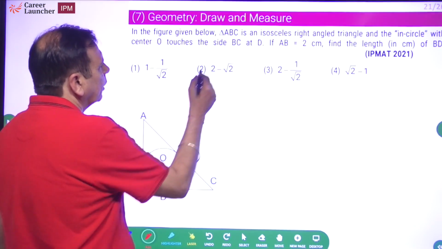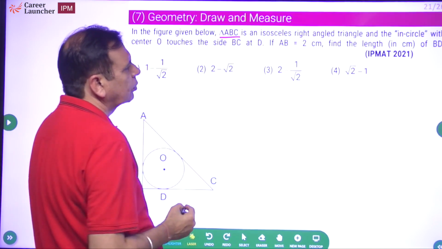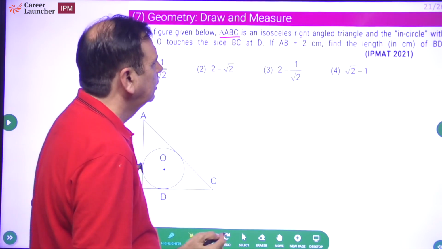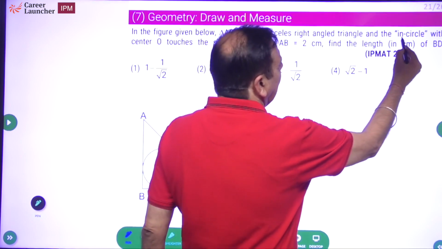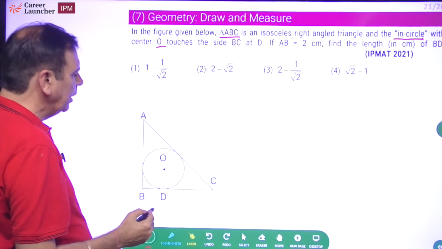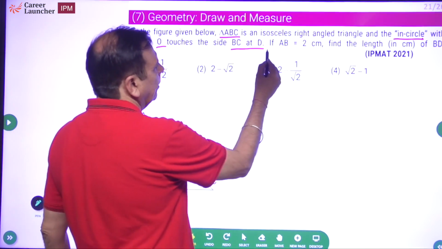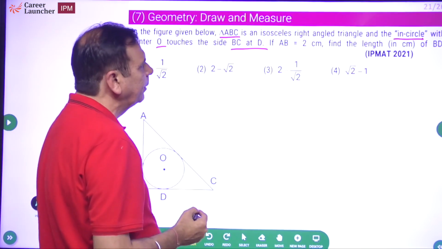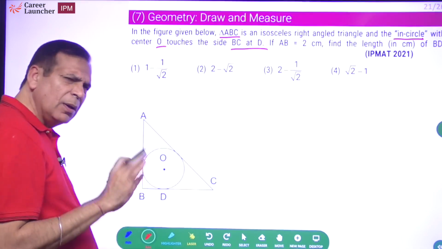In the figure given below, triangle ABC is an isosceles right angle triangle, and the incircle with center O touches the side BC at D. If AB is equal to 2 centimeters, find the length of BD.